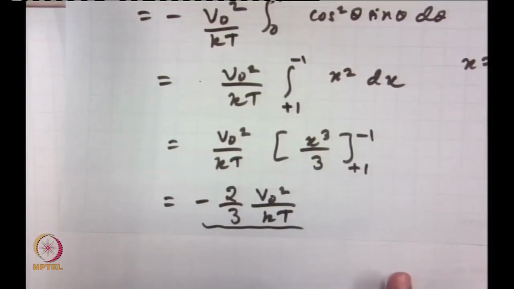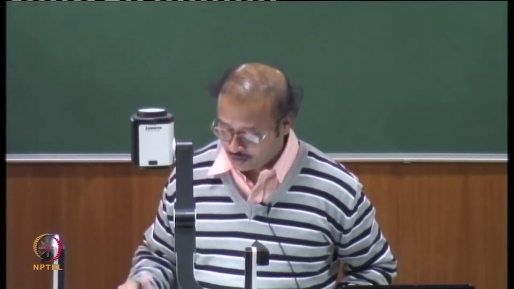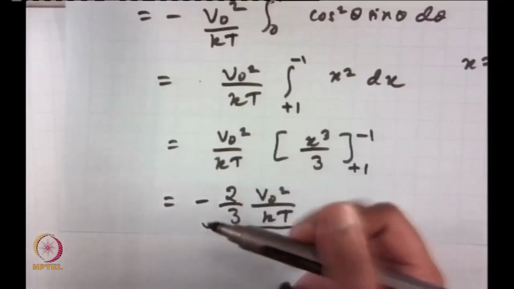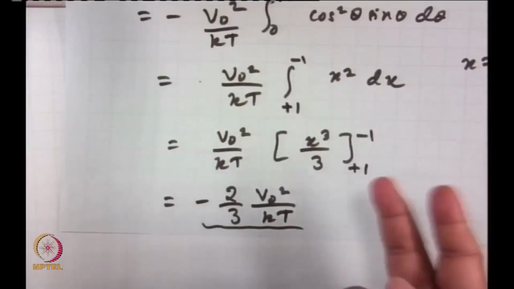See what he started from. He started from a very fearful integral, right, and what did you get? The denominator was 2 and the numerator is minus 2 by 3 V0 squared over kT, and you know what V0 is, it is a constant.